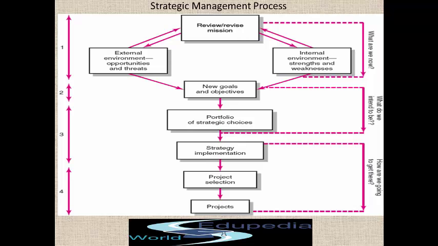So that is the expectation for project managers. Now we discuss the strategic management process. This gives you the picture of how strategy is converted into a project. First, you review and revise the mission statement. Then you look at your internal environment, strengths and weaknesses, and external opportunities and threats, and based on that you come up with the new goals and objectives.